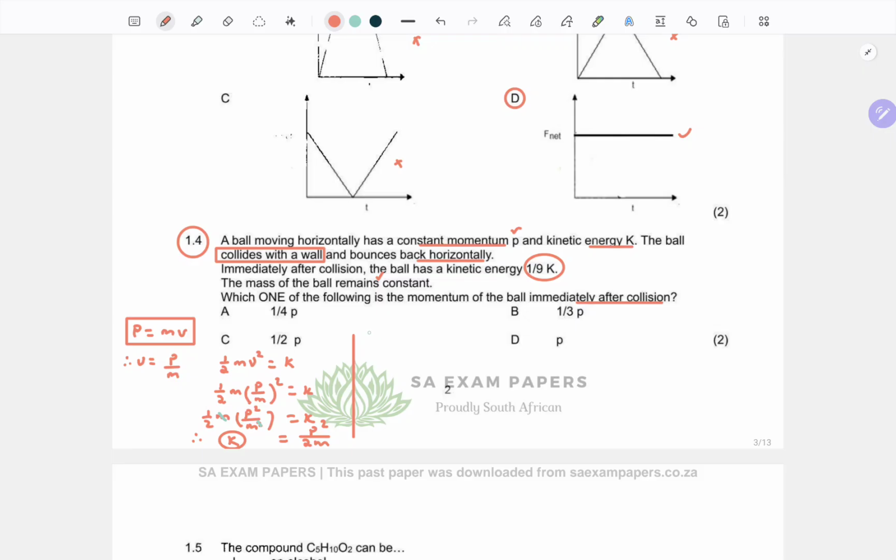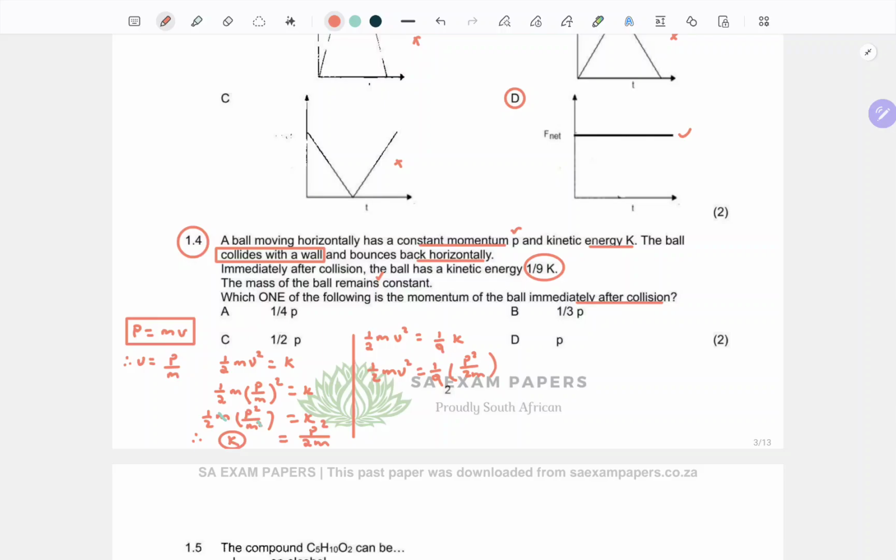Now let's have a look at the second scenario. We know that half mv squared is equal to 1 over 9K. This is the second instance. Now, folks, we're interested in knowing the velocity. So we say half mv squared equals 1 over 9K. What did we say was K? It's P squared over 2M.